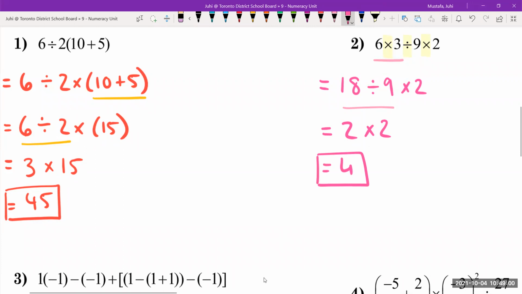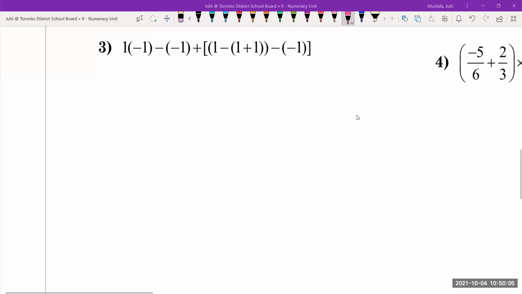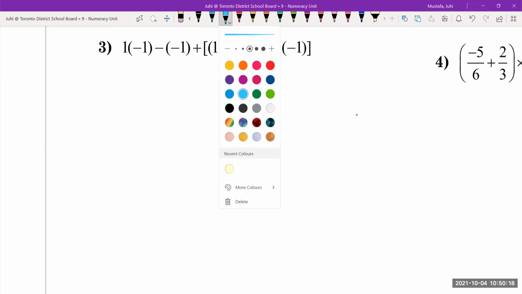For those of you that worked ahead, how many? I purposely made this question super complicated. I added a whole bunch of ones and a whole bunch of brackets. And I understand it looks very, very confusing. Let's just break down what is happening in this question.